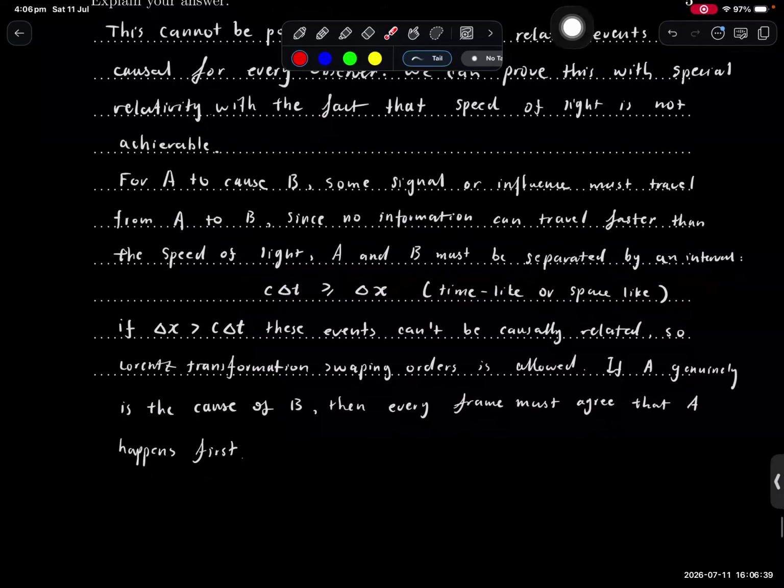A non-causal event will have the spatial separation between the two events being larger than what light can travel, which means if those two events happen at such a distance, then these two events cannot be causal. So special relativity says you can reverse this order in a different frame of reference. You can actually do that, but not for the cases where it's causal.